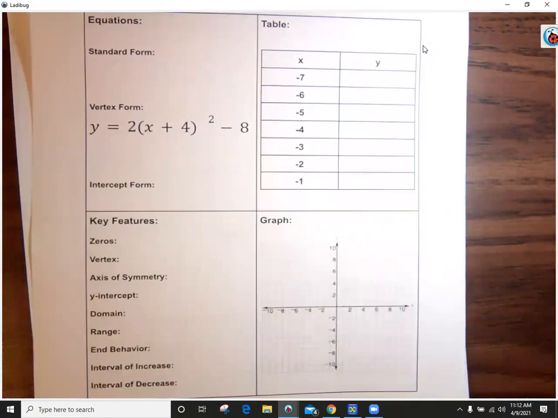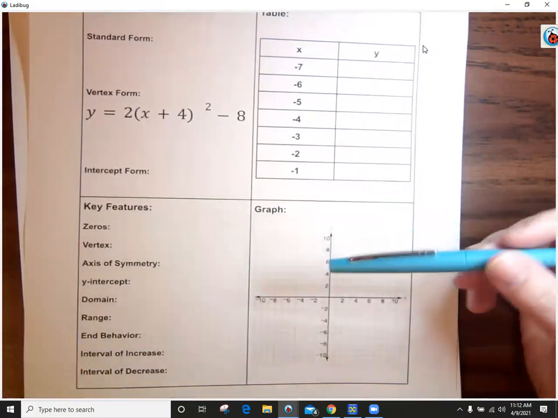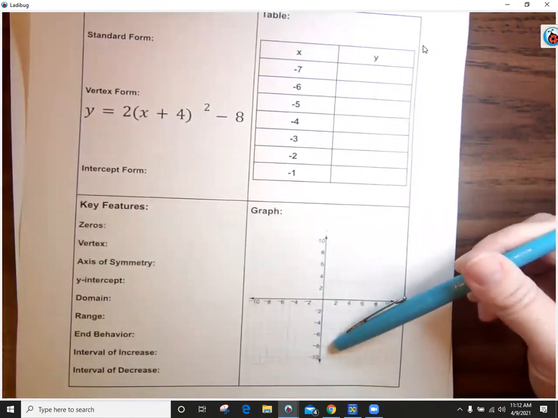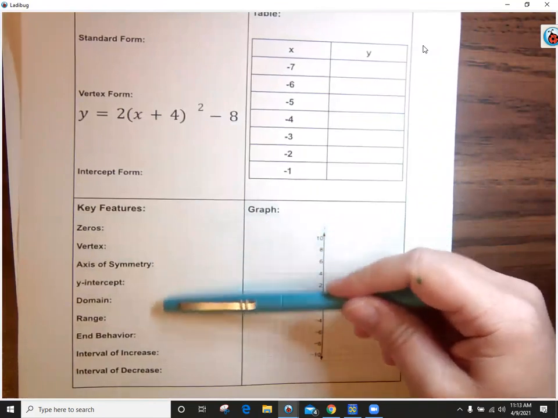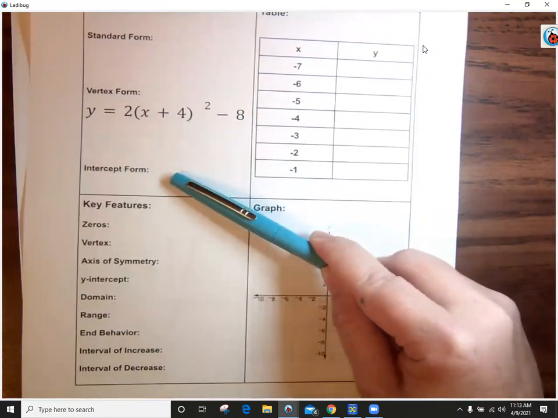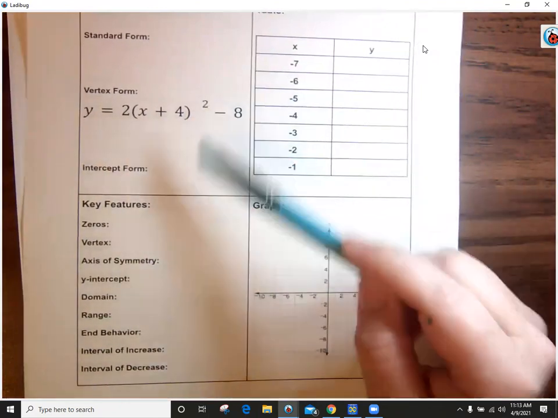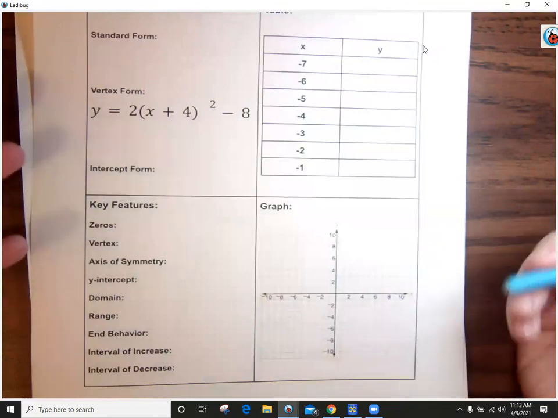There are a lot of different ways you can approach these problems. I like to try to get the graph as fast as possible, because once I have the graph, I can get all of these things, and then I'll be able to write intercept form, and then I'll have to convert something to standard form. But once I get the graph, I feel better about it.